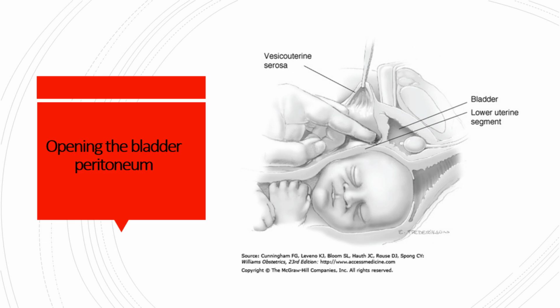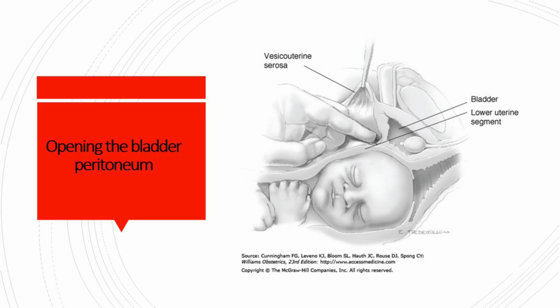The next step involves opening the peritoneum overlying the bladder and lower uterine segment. This step is essential for adequate exposure to the lower uterine segment. Start by identifying the vesicouterine fold of the peritoneum, which lies between the bladder and peritoneum. Proper visualization of this area is vital for making an accurate incision. Grasp the peritoneum to lift it off the uterus and find a thin plane. Make a small incision here.